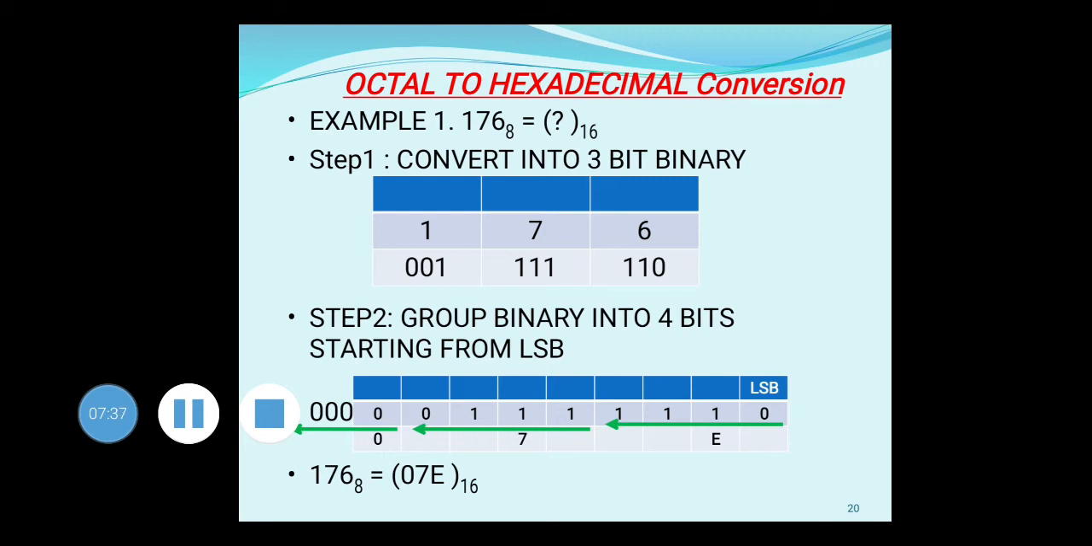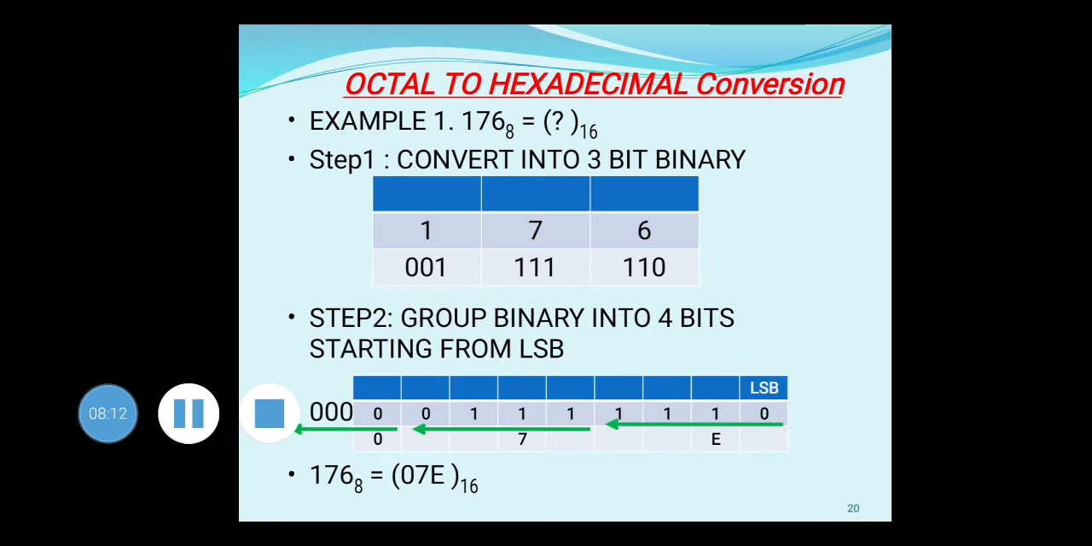In the next table it is shown. Here I have marked the LSB, and from there I will start grouping in 4 bits. So 0, 1, 1, 1. Then this 4-bit grouping is done, the next 4-bit grouping has to be done. So that is 0, 1, 1, 1, and then only a single 0 is left. So to form a group of 4 bits, 3 zeros are added.